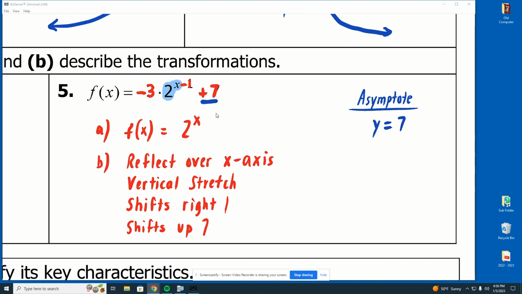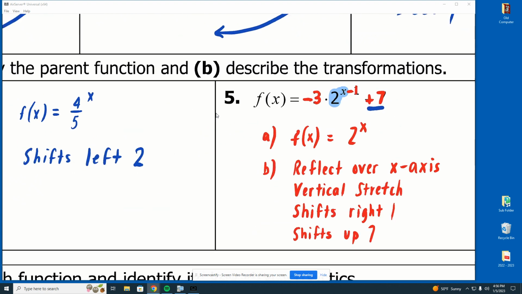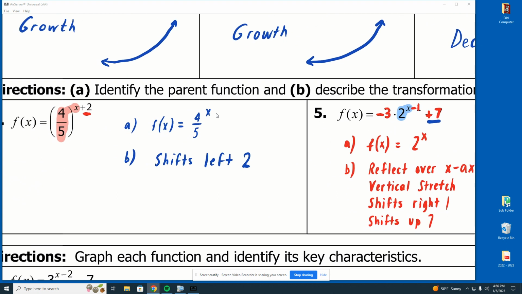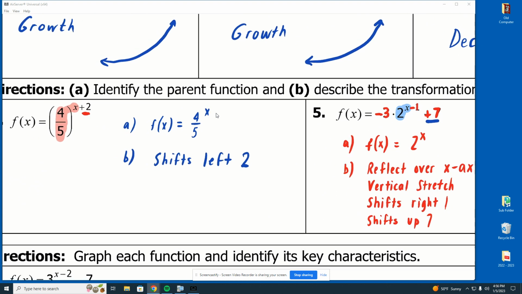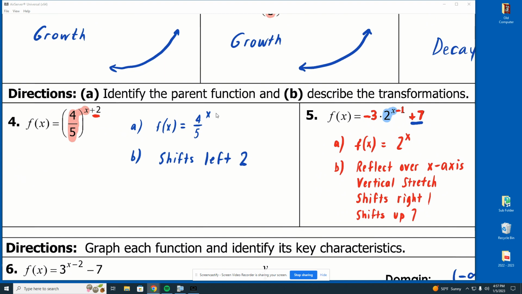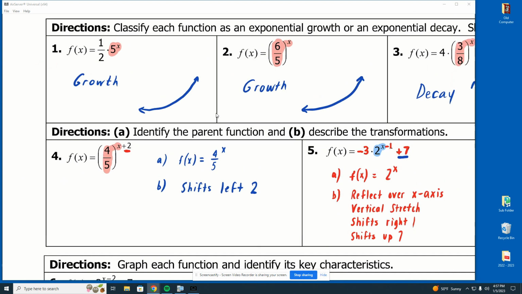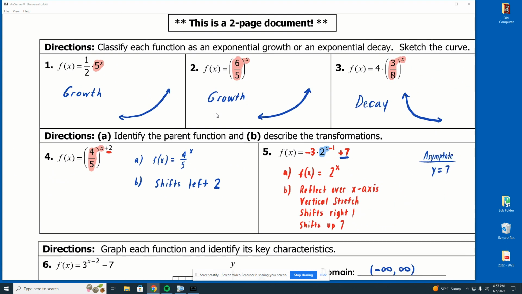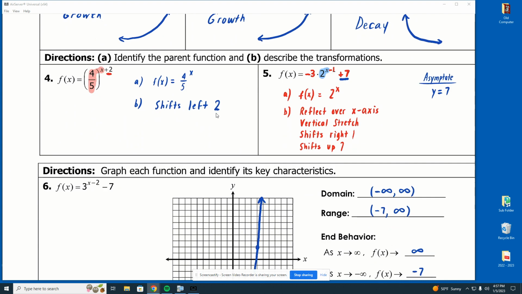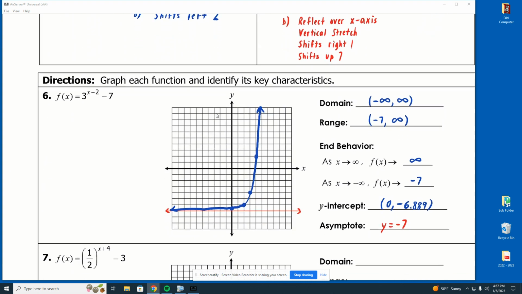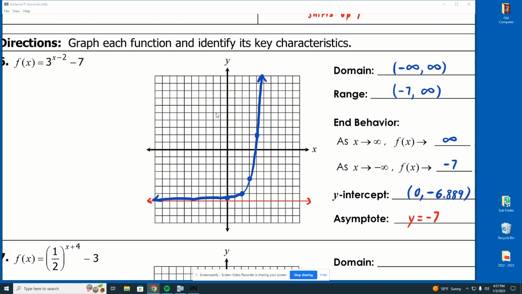So this one changes to y equals 7. Okay? Now, we didn't do that on the other one. Didn't need to because it had no vertical shift. See, it has that horizontal shift, but it didn't go up or down. So therefore, it had no asymptote. Okay? Now, I went ahead and graphed this one for you using my calculator.